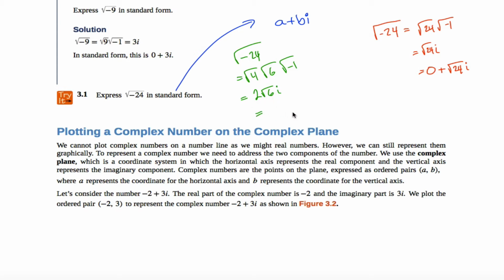So what I think would be the best possible answer would be the square root of negative 24 is 0 plus 2 root 6 i when expressed in standard form. The value of a here is 0. The value of b is 2 times the square root of 6, which is just some number. Note that the i here is not underneath the radical. I got it outside from the radical by taking the square root of negative 1. The square root of negative 1, this entire thing is the i, so it's not under the radical anymore.